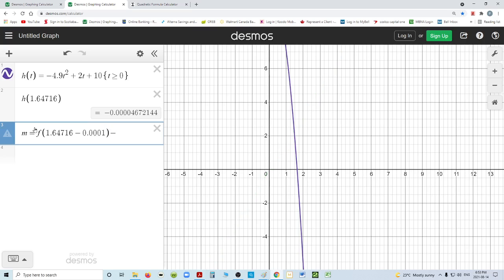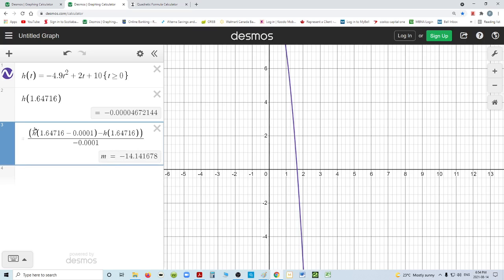And I'm going to subtract, and I've got to put a bracket again. I always forget the bracket. And it's h of t. And I'm going to subtract h of 1.64716. And I'm going to divide that. When I subtract them, it's negative 0.001. And I can see that his speed is minus 14.14167 meters per second.